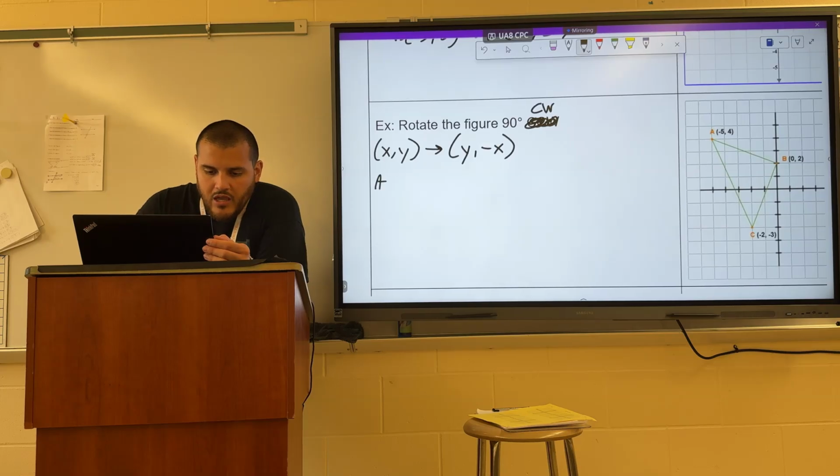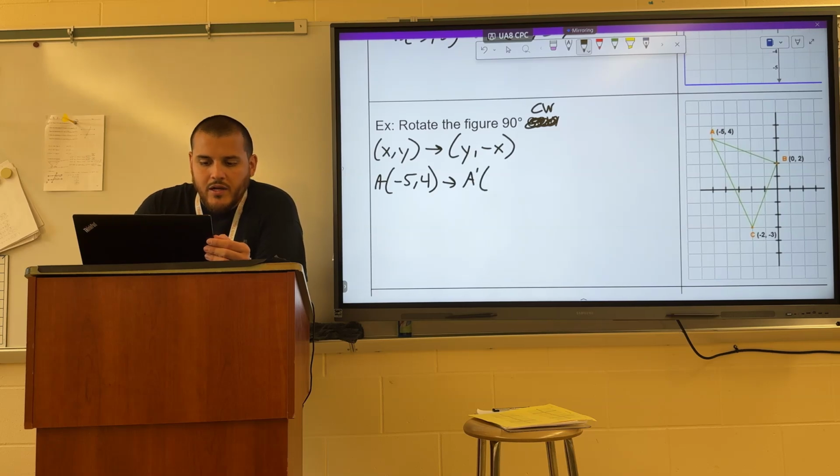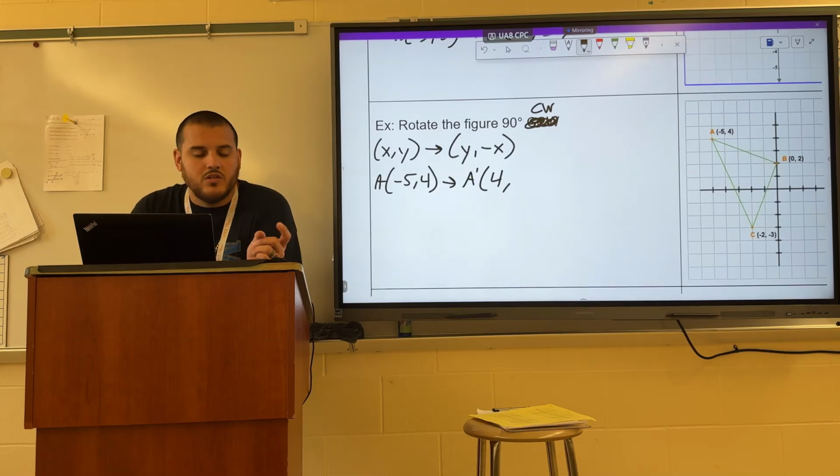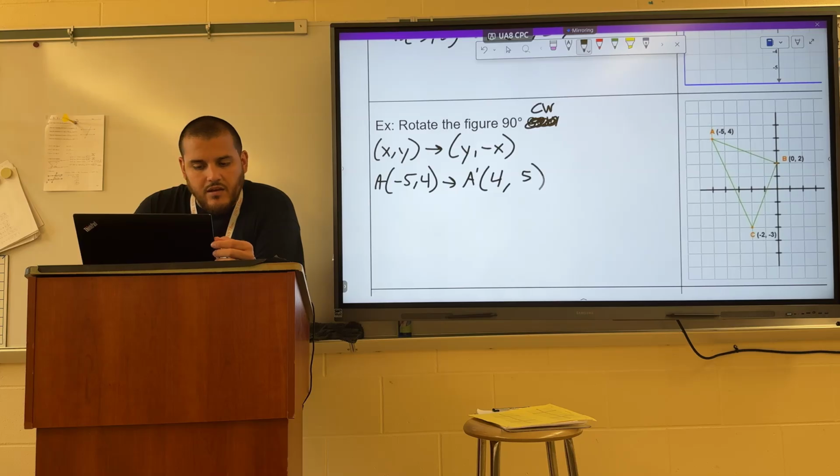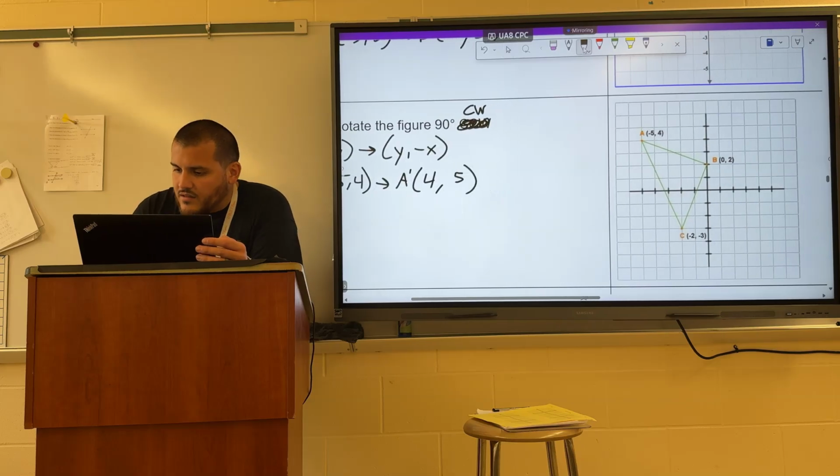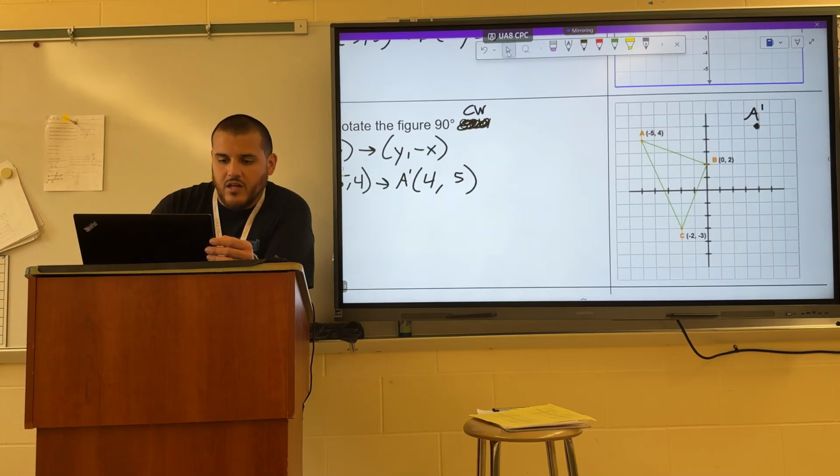Our pre-image point A is located at -5, +4. So our change will give us A prime, where that y coordinate comes up front, stays the same sign, so it stays positive. That x coordinate switches to the back and it goes from negative to +5 because that x coordinate has to change its sign. So A prime is going to end up at +4, +5 here, right 4 up 5. There's A prime, 270 counterclockwise.